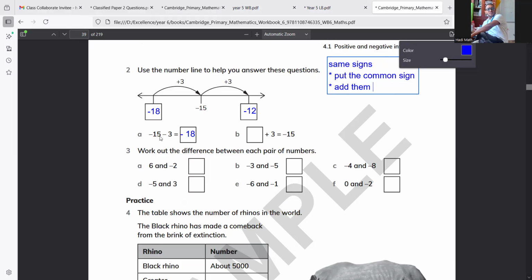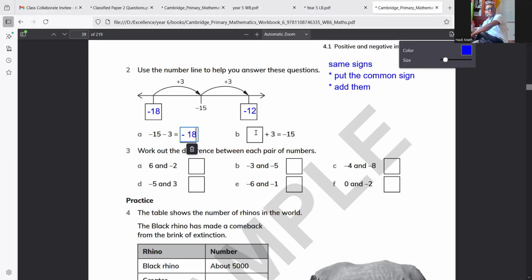Like this one, -15 is negative, and this 3 is negative. Remember, the sign of any number is on its left. Look on the left, you find negative. Look here on the left, you find negative. Both of them are negative. Step number 1, put the same sign, which is negative, and then you add them together, which gives you -18.